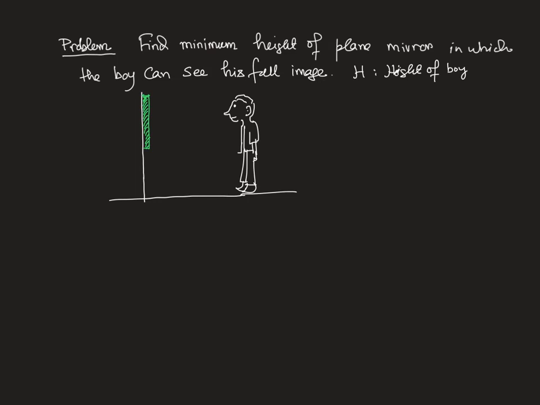This is the question. Find minimum height of the plane mirror in which the boy can see his full image. H is the height of the boy. So if H is height of the boy and this green one is the plane mirror, so from the tip of his head light will enter his eyes, and from the feet also here light will enter his eyes.